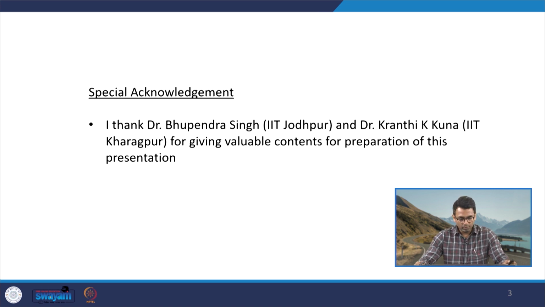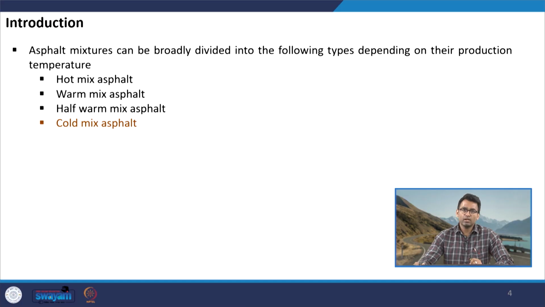Well, when we talk about asphalt mixtures, depending on the production temperature, I am indicating the temperature at which the bitumen and the aggregates are mixed at the hot mix plant to prepare the bituminous mixture, which is further compacted in the field. So, depending on this temperature at which bitumen and aggregates are mixed together, asphalt mixture is generally categorized into the following types.